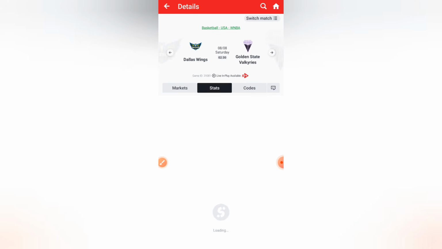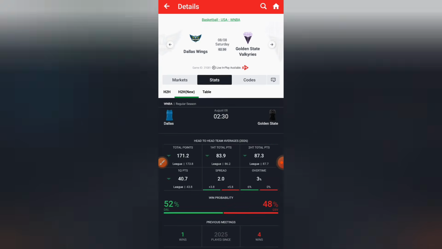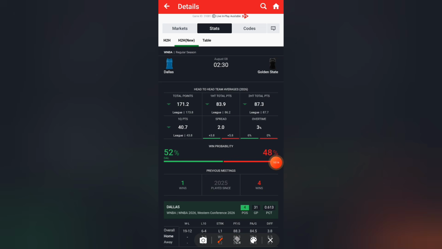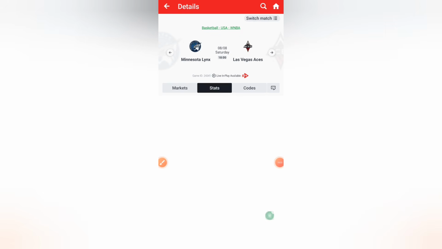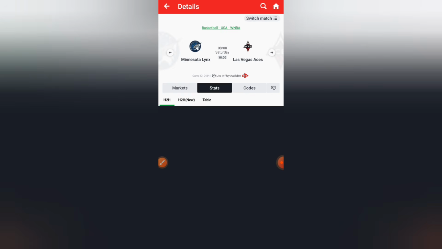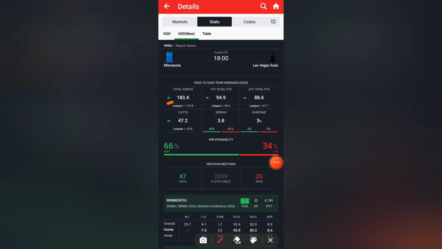If you check the stats, the head to head here, you can see this is 171. It is lower than the league average point of 173. Okay, you can see this one is 183. It is higher than the league average points.